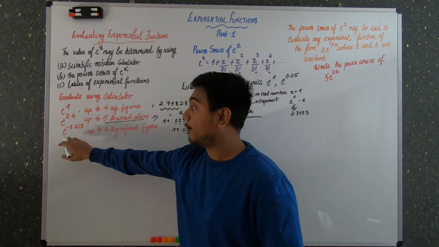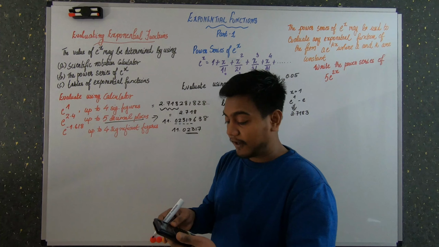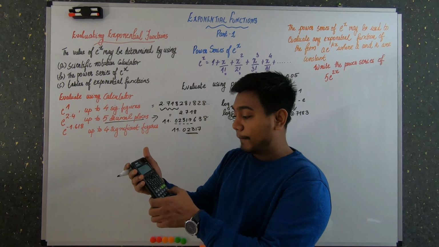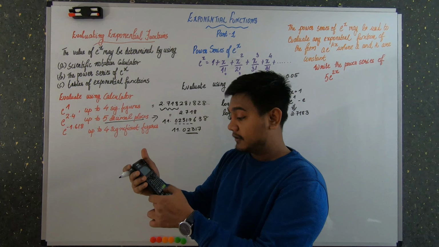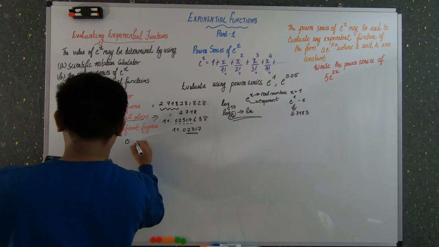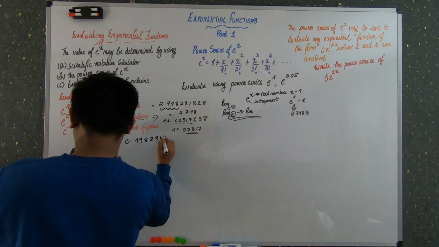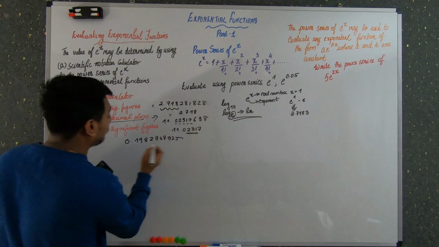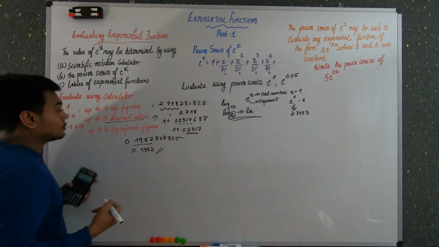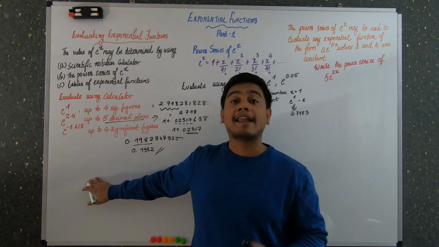And now let's find e raised to minus 1.618 up to 4 significant figures. Again press shift, then select ln, minus 1.618. The value is 0.1982948925. It is asked up to 4 significant figures, so I take it as 0.1982. This is the value of this exponential function. This is how you find the values using our scientific calculator.